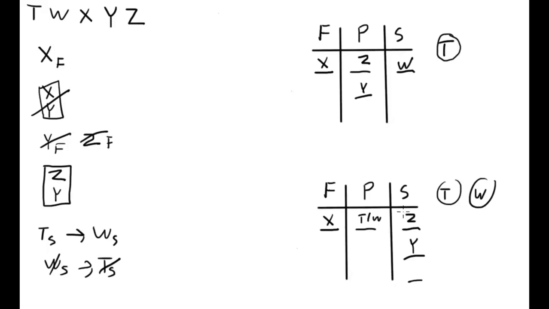So what we have to say is that T can't end up in S. Because if T was here, we'd end up in a situation where W would also have to be in S. So what we're going to do is say that T and W are still floating.